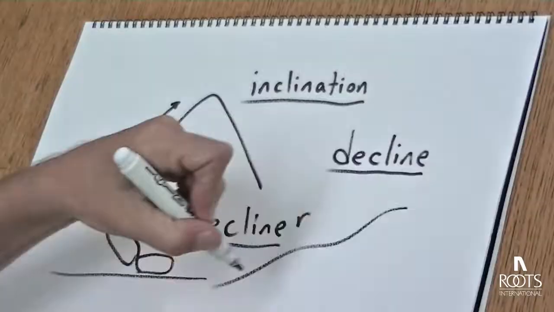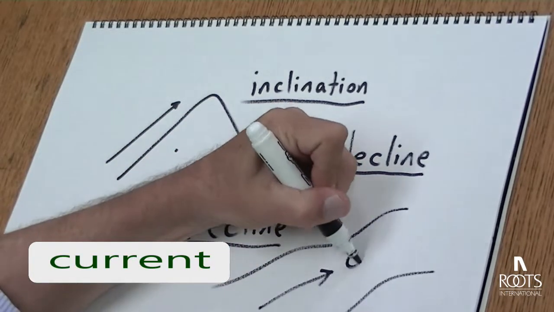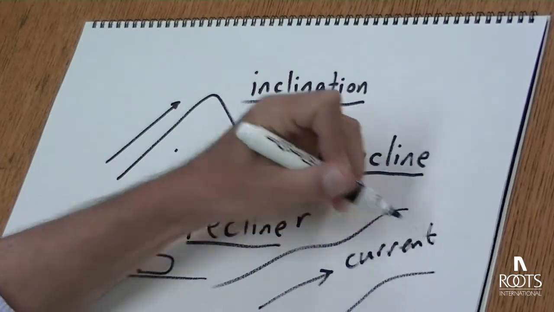All right, a few more that are not related. Now I'm thinking about water. I'm thinking about rivers and the sea. You might know the word current to mean the motion of water. Current is also used to describe electricity.